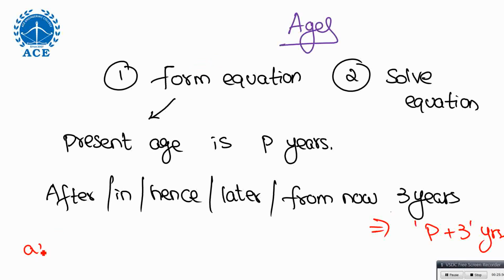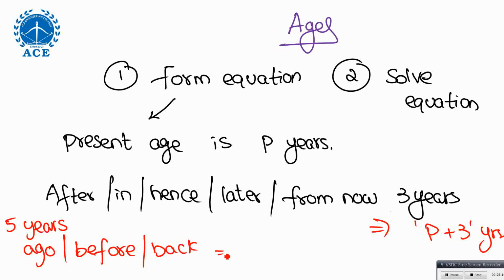Similarly, ago, before, back. 5 years ago, 5 years before, or 5 years back, if they mention that, then you have to go P minus 5. So while forming the equation, this information is going to help you. Present age is P. After 3 years means P plus 3. 5 years ago means P minus 5. Generally they use the word ago, and they use the word hence. Most of the questions use hence and ago.